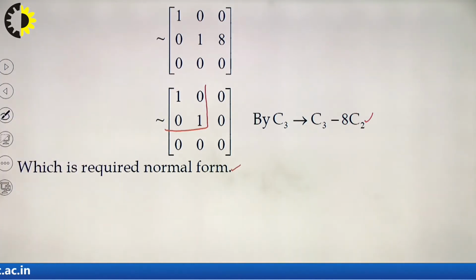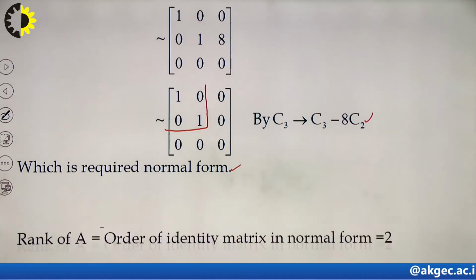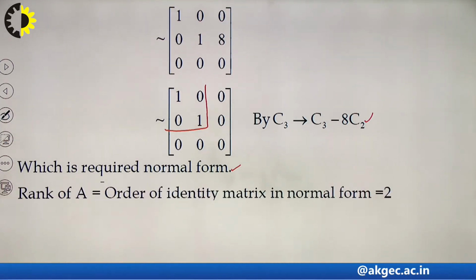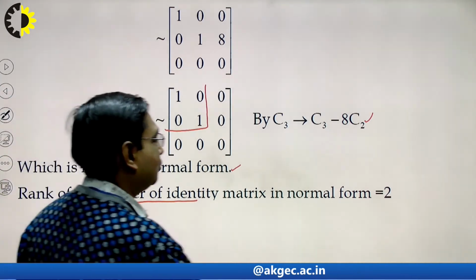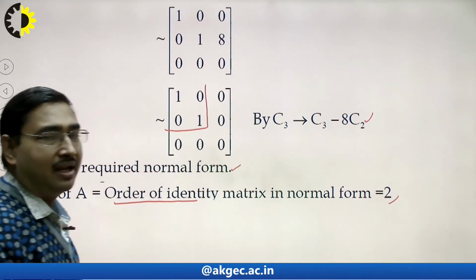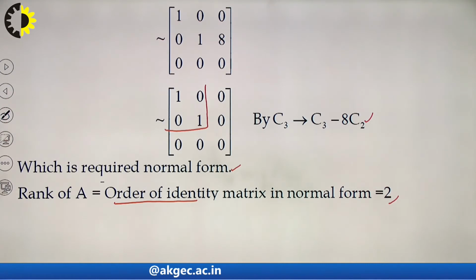To find the rank of a matrix which is in normal form, we know that we just find the order of the identity matrix. So, the order of the identity matrix in normal form is 2. So, it will be the rank of the given matrix.